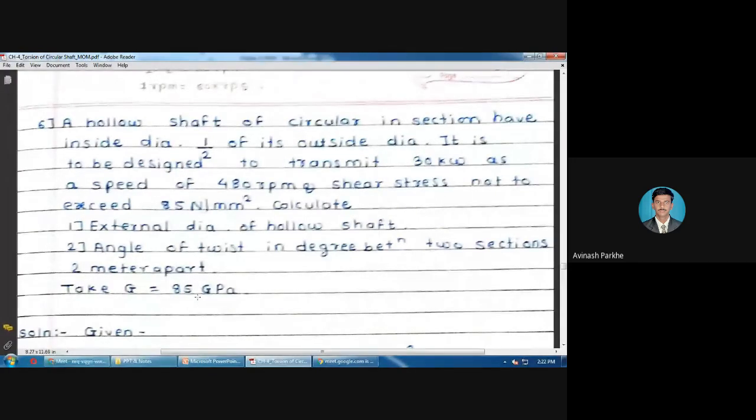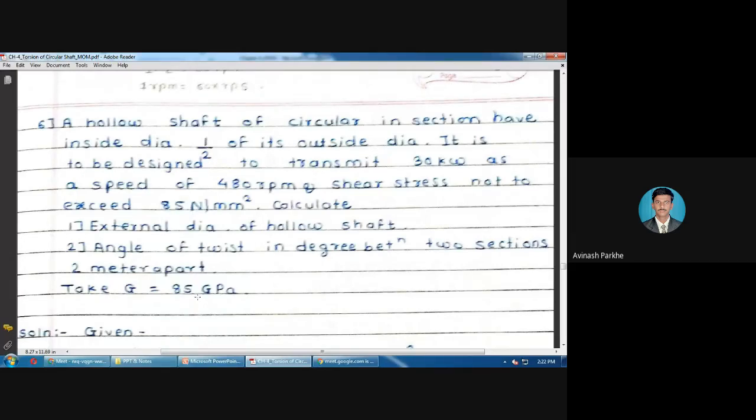What will be the value of mean torque? The diameter ratio is given. Di upon Do is equal to 1/2, means Di is equal to 0.5 times Do. Power is given 30 kilowatt. Speed is given 480 RPM. Only shear stress is mentioned in the statement, 85 Newton per mm square. That means we have to calculate the diameter by using the shear stress only.